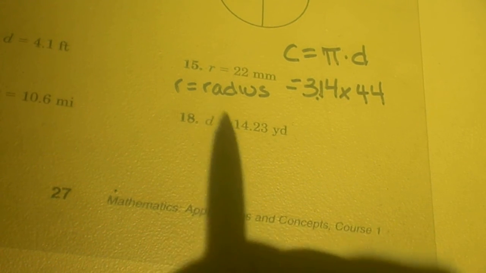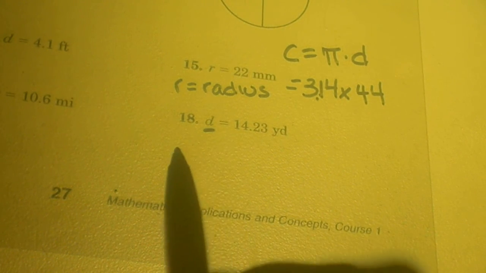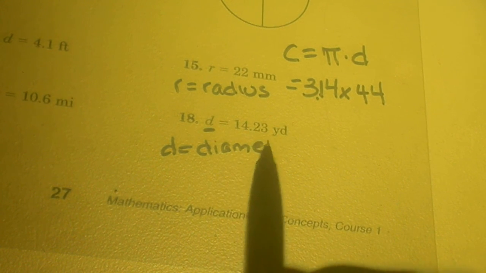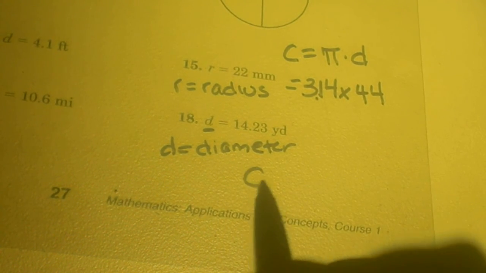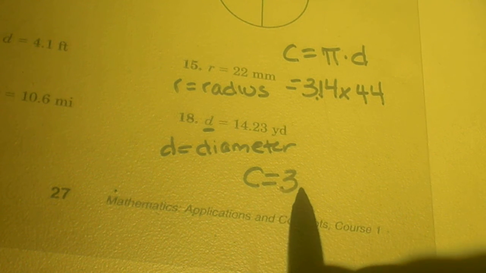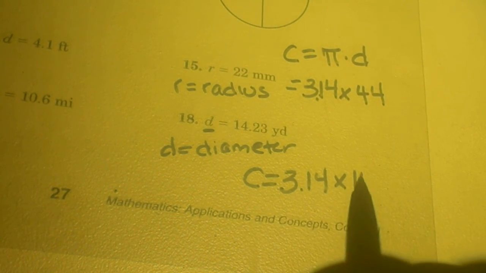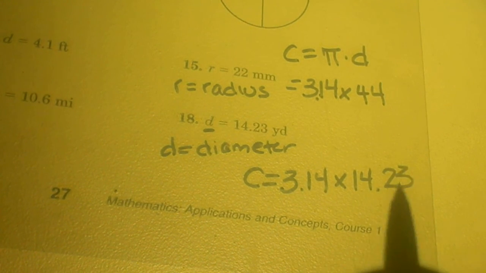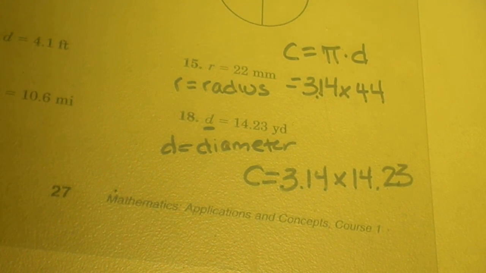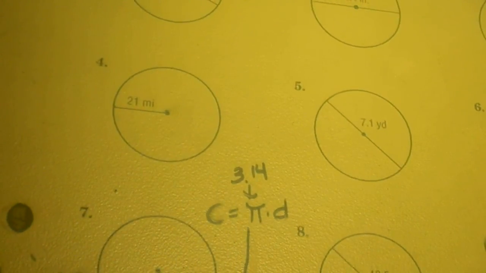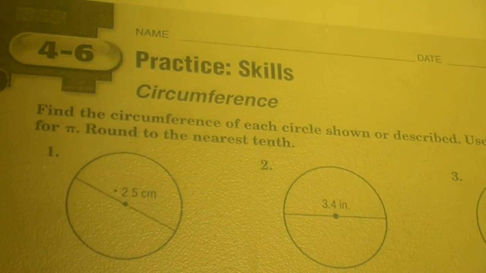Okay, let's do the one underneath it. Now here, instead of giving us the radius, they gave us diameter. D equals diameter. So here it's C equals 3.14, pi, times the diameter of 14.23, and you would just use your calculator to calculate that. So hope that helps you guys do section 4.6 of your homework.